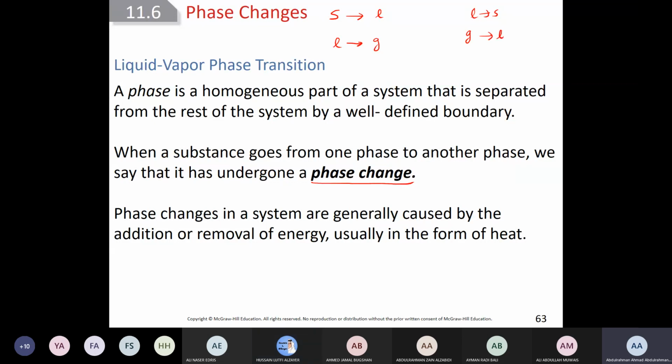Good. What do you call changing solid to liquid? Melting. And liquid to solid? Freezing. Good. Liquid to gas? Vaporizing. Gas to liquid? Condensing. You have to memorize these names. Very good. If you have solid to gas, what's this called? Sublimation.